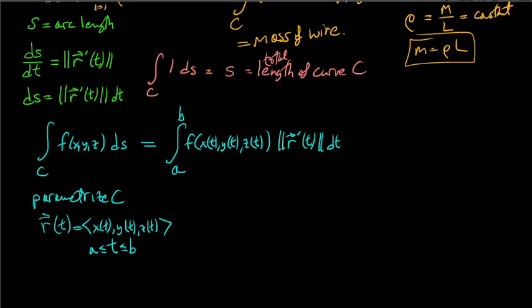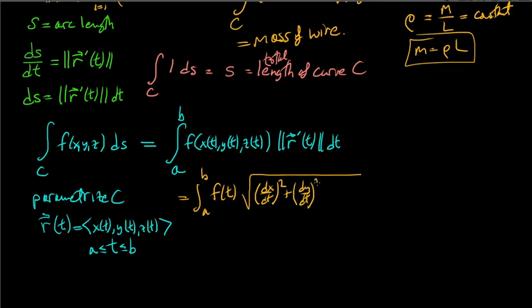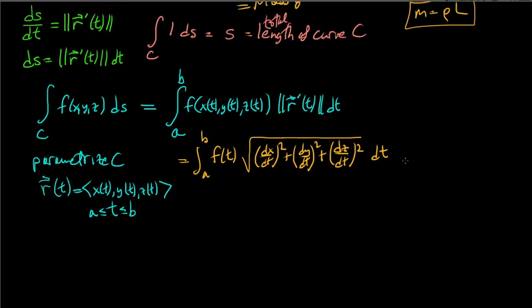Or, as a practical matter, this magnitude of r prime is just the following. So we still have f of t, and then this is just going to be the square root of the derivative of x squared plus the derivative of y squared. And that's it if it's a plane curve, but if it's a curve in space, then you, of course, have to add the derivative of z squared, all times dt. So that's what the magnitude of r prime is, practically speaking.